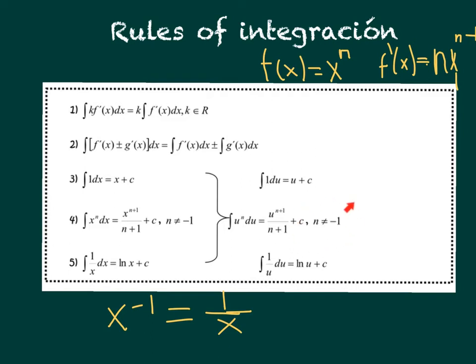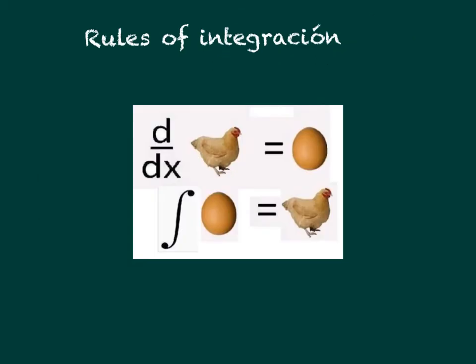And the exception for this rule: if you have a function to the negative 1, that will be written as 1 over u. So the integral of 1 over u times the differential of u equals the natural logarithm of u plus c. Okay, before I solve some examples, I would like you to look at this image.